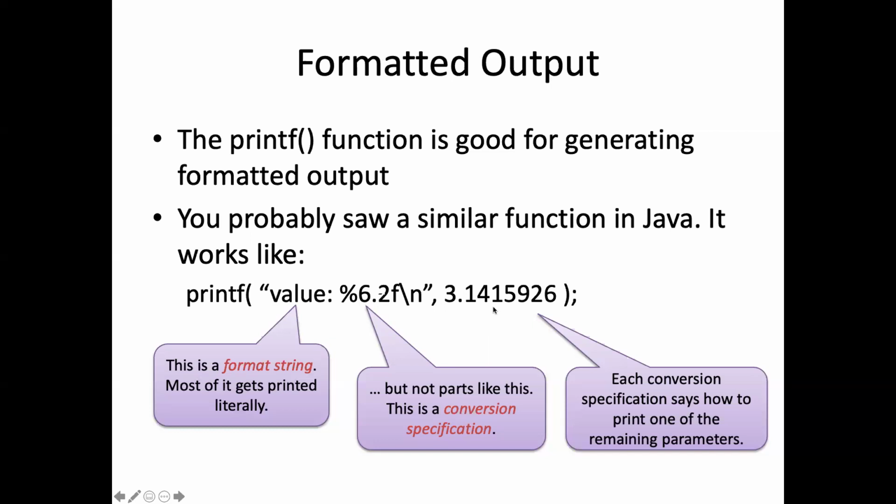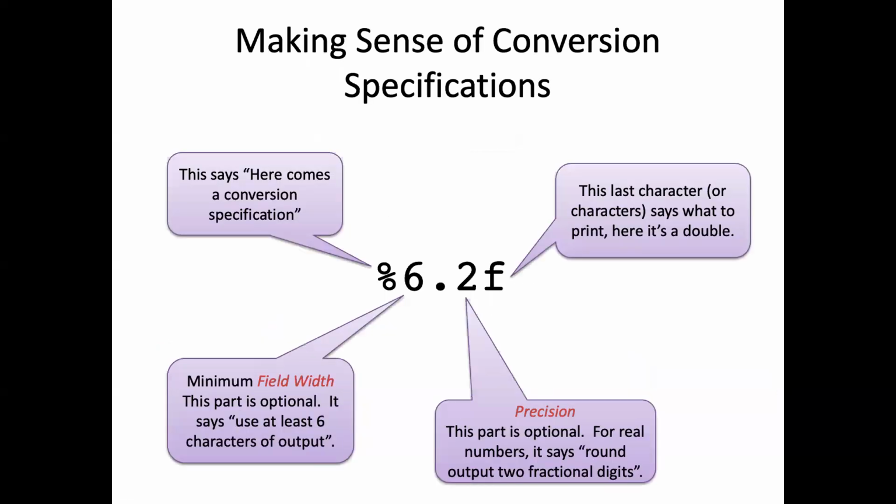There are a bunch of different things you can print with conversion specifiers. Here's a way to read a typical conversion specifier. Inside the format string, they always start with the %. After that, you can have an optional field width. That number 6 says when you print this thing, always use at least 6 characters to print it out.